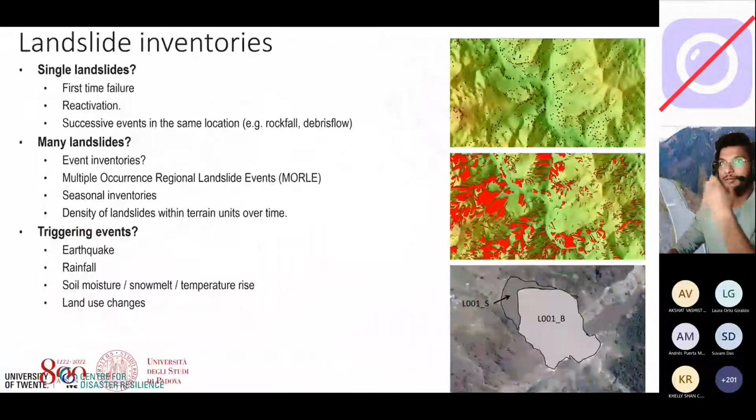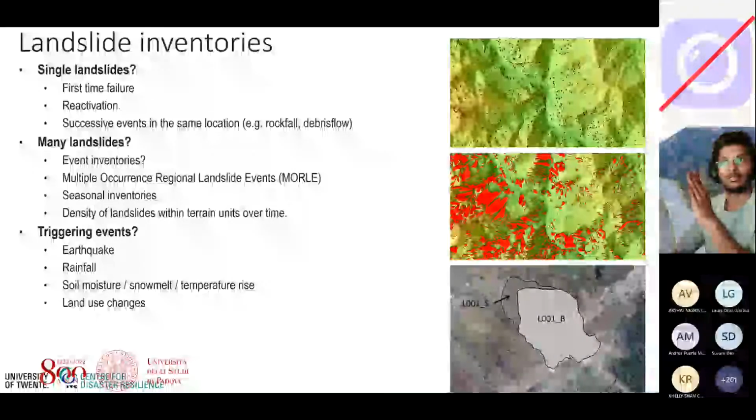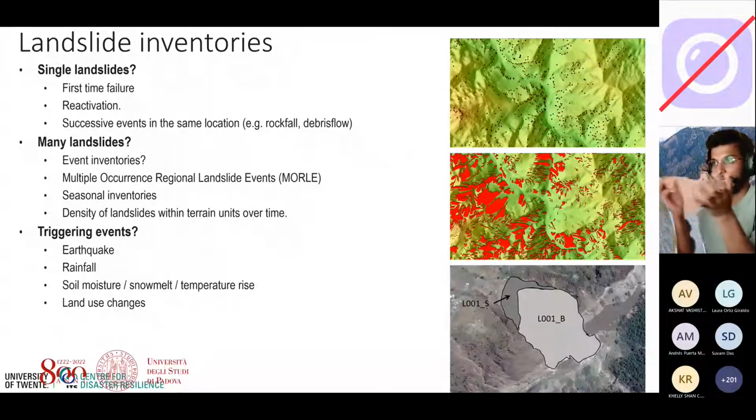And then moving ahead, in this lecture we want to focus on inventory. So we want to understand how they are mapped, how they are done. Some inventories are done point-based, some are polygon-based, some are very site-specific studies where we make very concentrated field-based surveys. But what do we do if there are triggering events such as earthquake, rainfall, storm surge, snow melt, or any other triggering events? There are thousands of landslides, and if we want to map them, it's very difficult to do them manually and takes a lot of time.